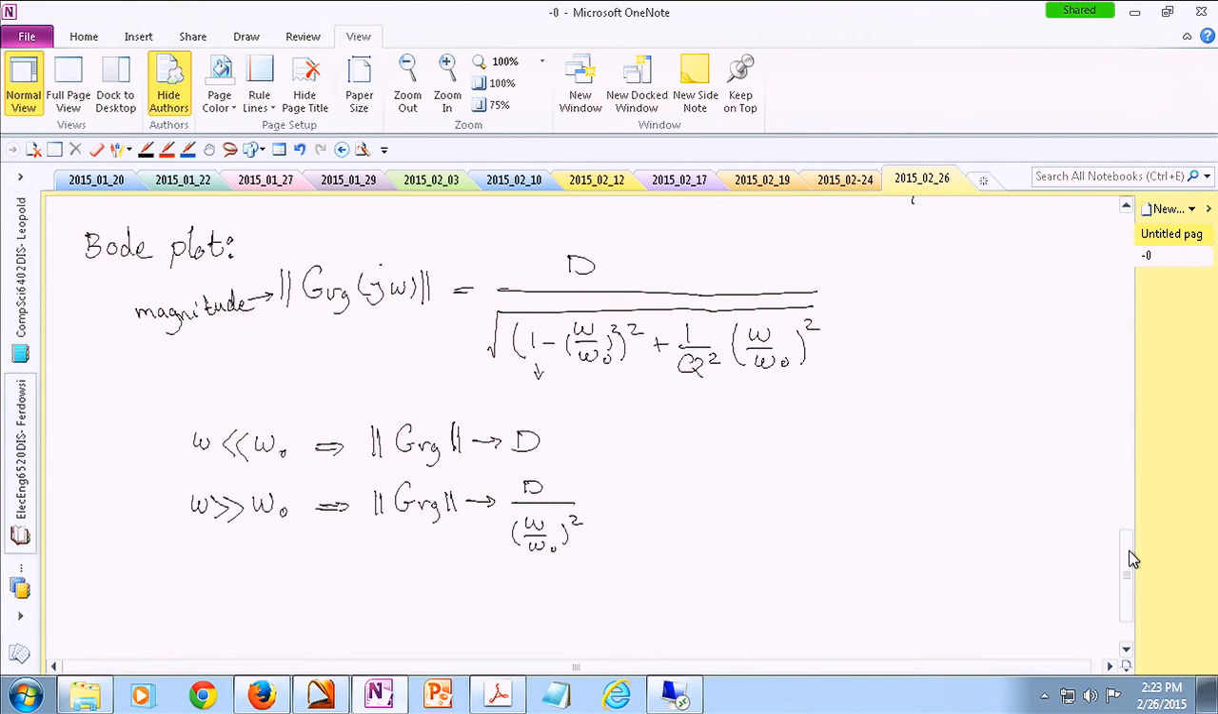So if omega is much larger than omega naught, then this is a very, very large thing. It is much larger than 1, so we can neglect 1. And because it's to the power of 4, it is much larger even than this, so we can neglect this. So all that ends up in the bottom is omega over omega naught, squared.